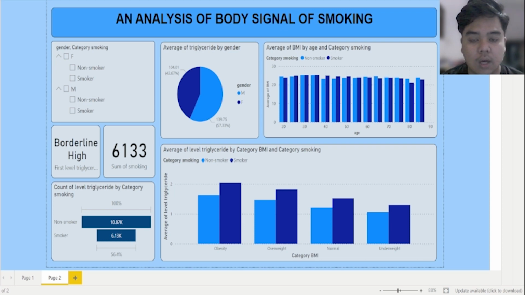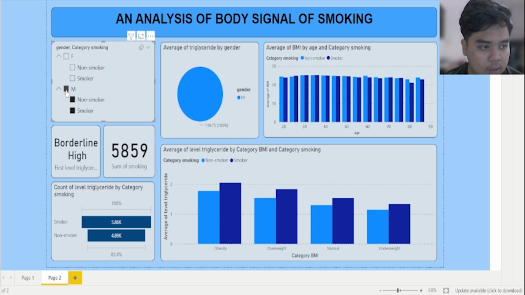From the dashboard, the first graph shows the average of triglyceride by gender. This graph shows whether male or female contains more triglyceride in their body. From this graph we can see that males have higher triglyceride levels than females. The average triglyceride level for female is 104.01, which is less than male, whose average level is 139.75. This one is for male and this is for female.